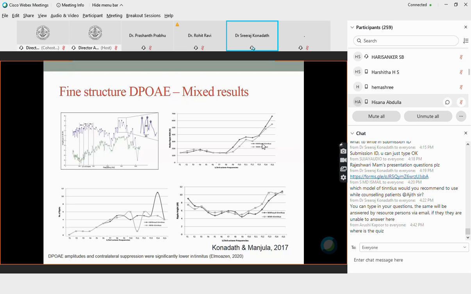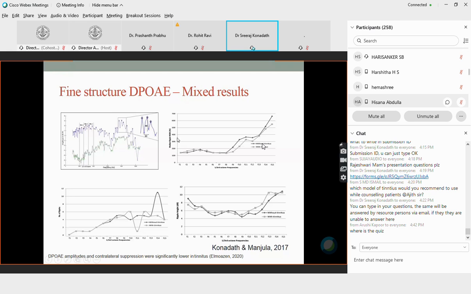I don't say that you will always get the same result. So mixed results are reported in literature. And here also, we have used a fine structure OAE analysis, 50 points per octave. You can see in the graph over here, to test between 200 Hertz to 16,000 Hertz. And we also got mixed results.